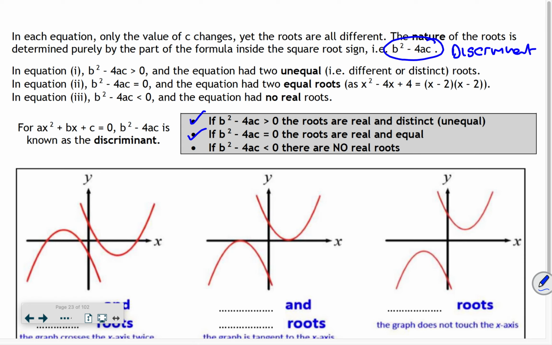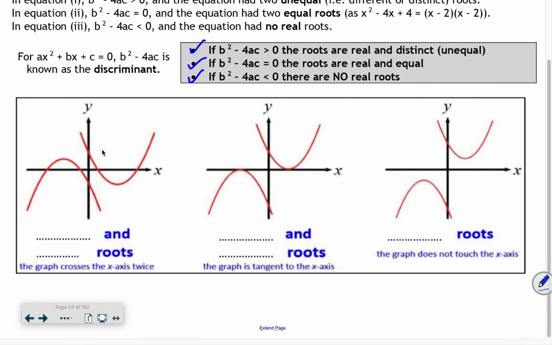In the third situation there, we had no x-intercept at all. So that means that we have no real roots. There are still roots, but they're not real. And believe it or not, we would actually call them imaginary roots. More about that when you get to Advanced Higher. Okay?